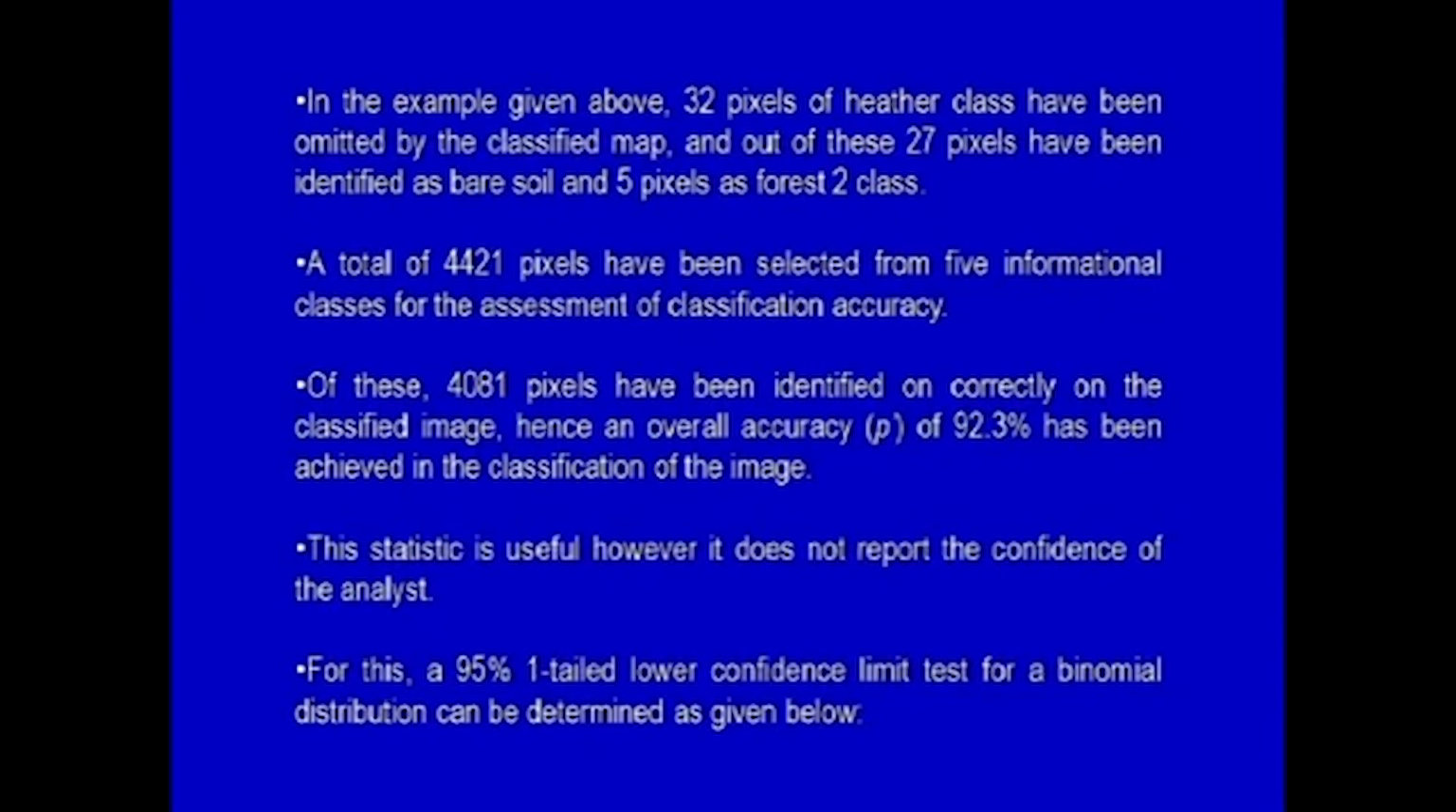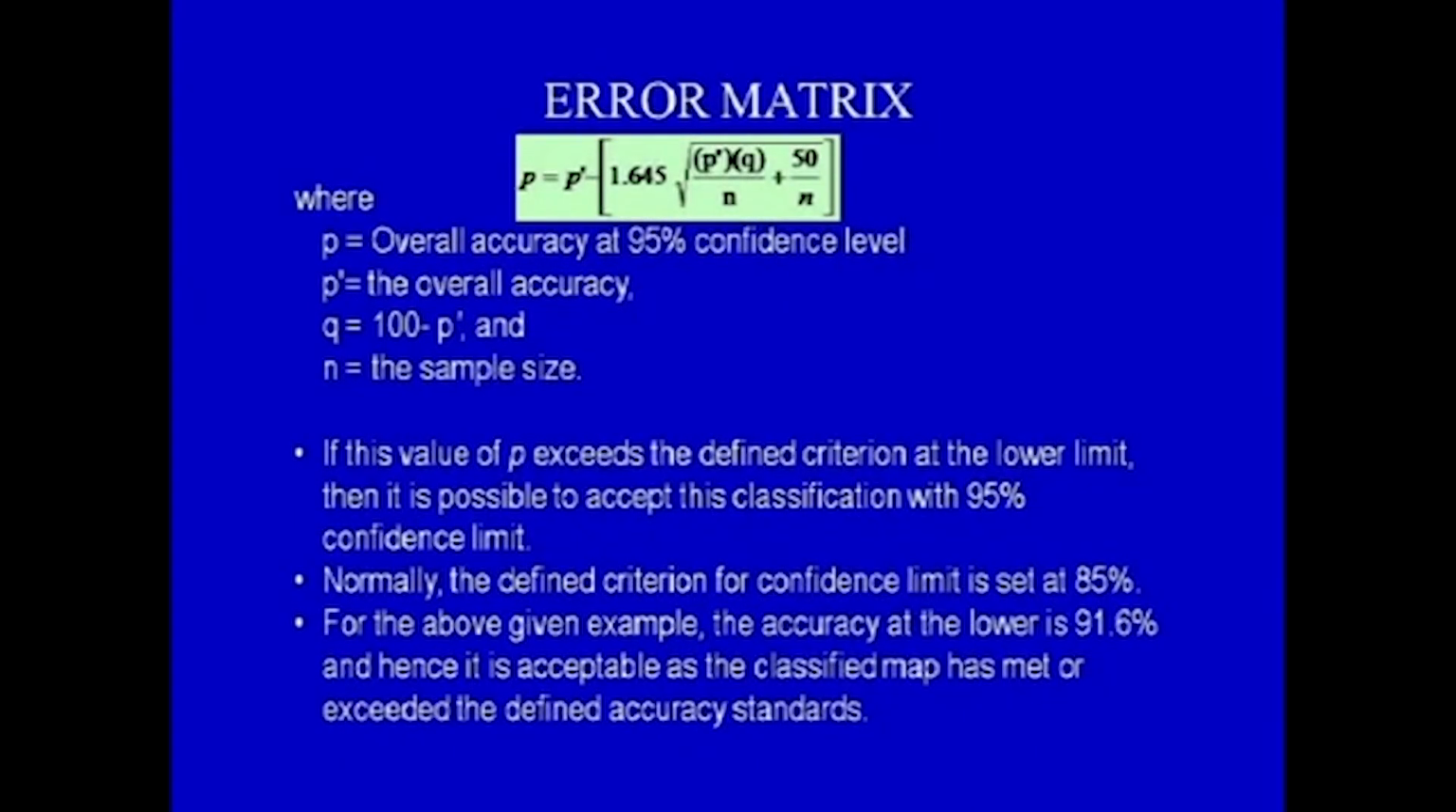For this, a 95% one tail lower confidence limit test for a binomial distribution can be determined as shown in this particular equation, where p is equal to p dash minus 1.65 multiplied by the square root of p dash q divided by n plus 50 divided by n, where p is the overall accuracy at 95% confidence, p dash is the overall accuracy, q is 100 minus p dash and n is the sample size.